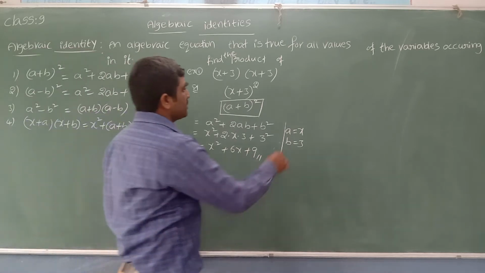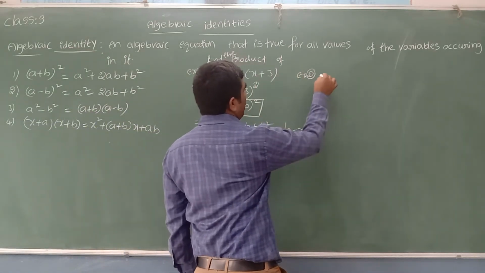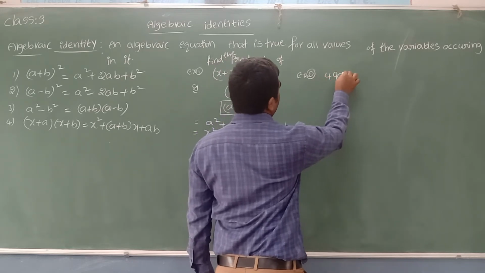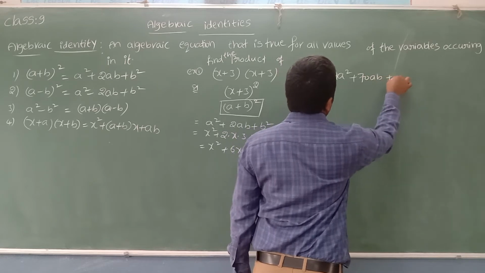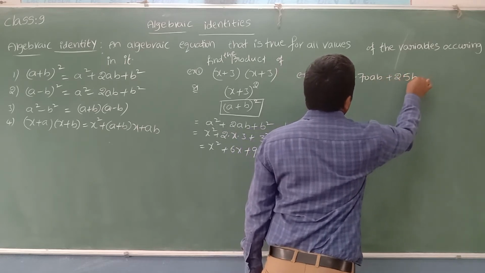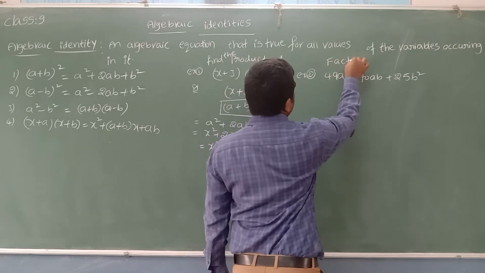Let me take one more example here. Yes, I am taking the example here. Let me write here 49a² + 70ab + 25b². So what do we have to do? They are asking to factorize.